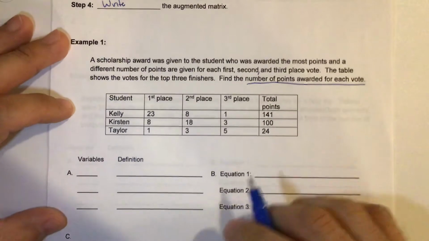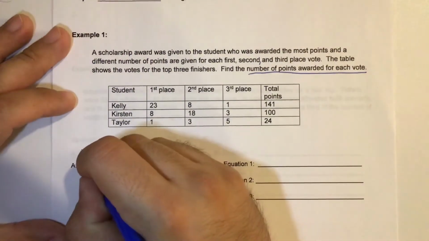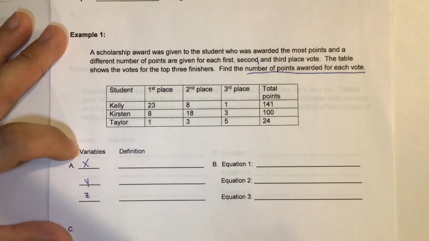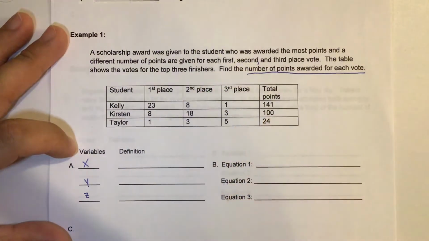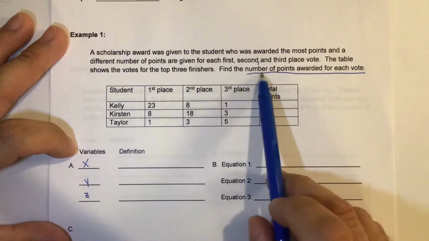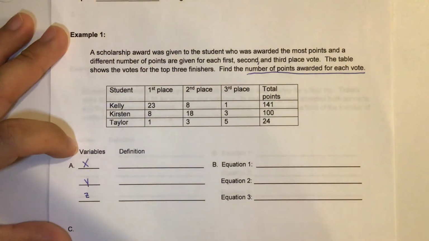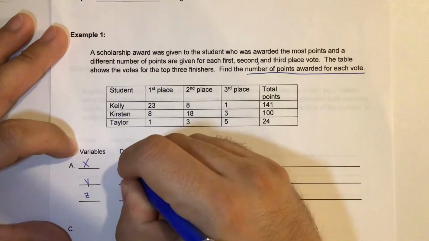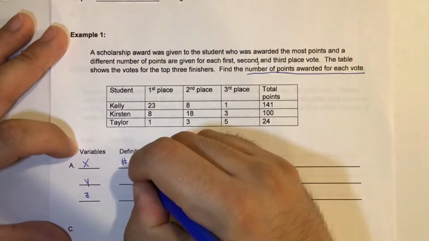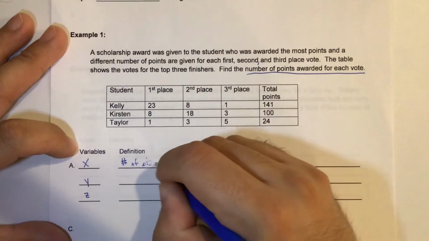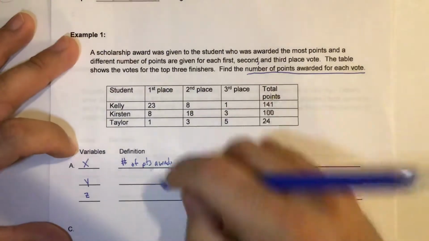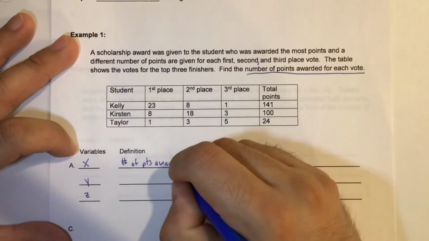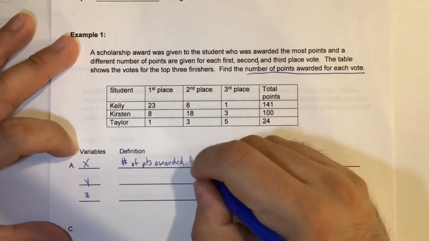So variables I like to use, regardless of the situation, is usually just x, y, and z. Next, we're going to talk about what each variable means. So different point values were given, so find the number of points awarded for each vote. So for x, I'm going to run out of space, so I'm going to use the pound sign, which means number. So the number of points awarded for first place.